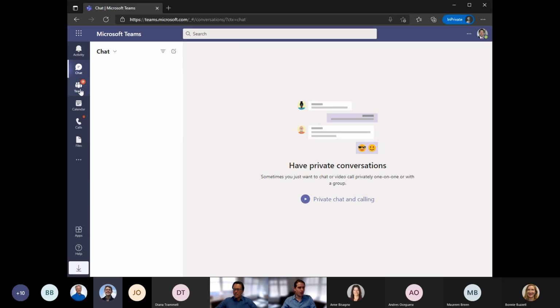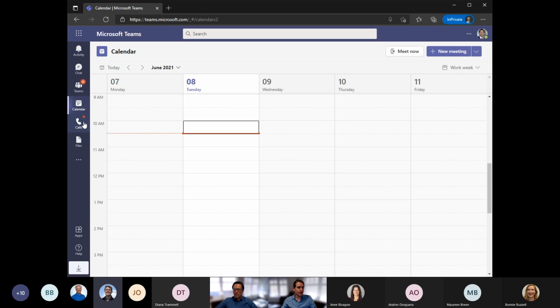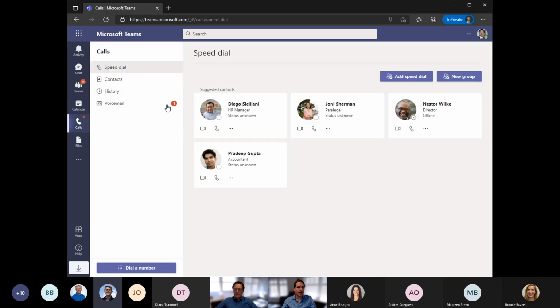You can see your chat log. You can also see your actual team chat channels. My calendar's here. It's empty. And then there's a new thing on the left-hand side, the calls tab. Regular Teams has this tab and allows you to make audio video calls to other folks that have Teams.